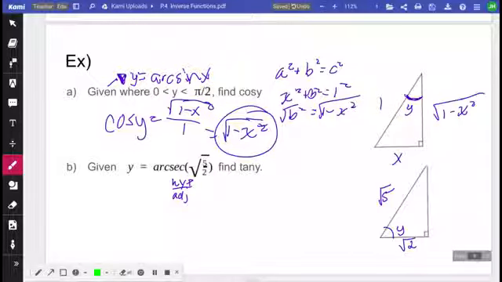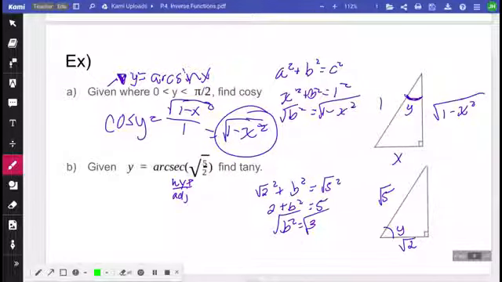So then we would have to figure out what the other side is in order to find tangent, because tangent is opposite over adjacent. So I'll do my Pythagorean theorem. Root 2 squared plus mystery squared, we'll use b again, equals root 5 squared. So then I will have 2 plus b squared equals 5, and I will have b squared equals 3. And so b equals root 3, so this is root 3. And then for tangent we'll do opposite over adjacent. So the tangent of y equals root 3 over root 2.